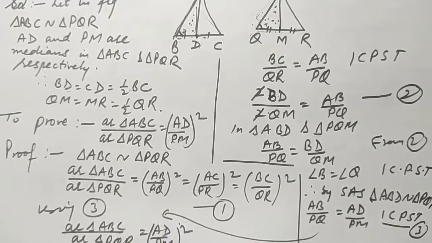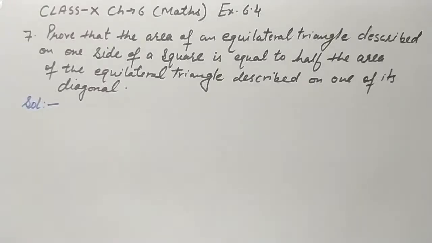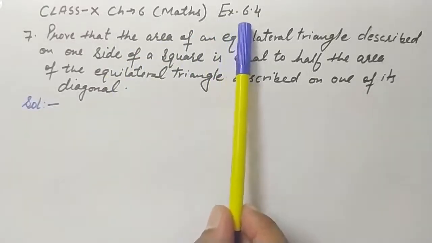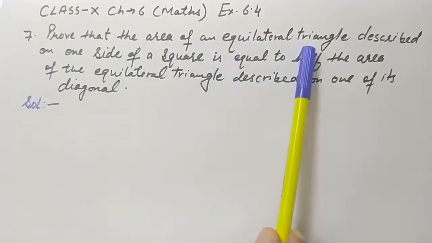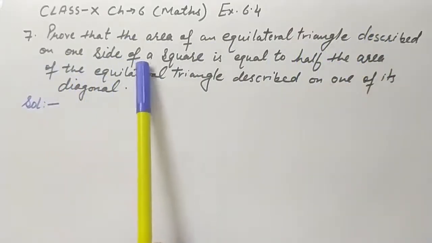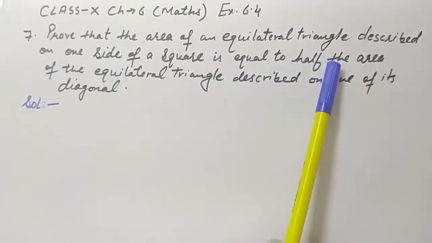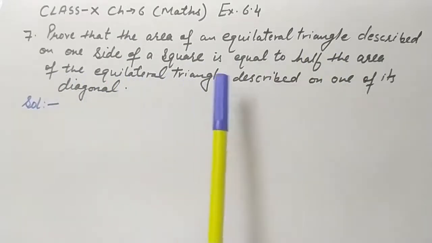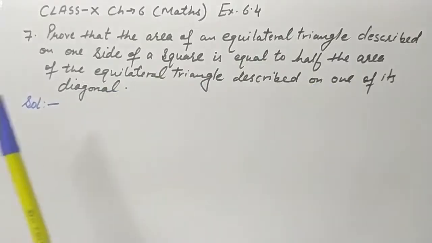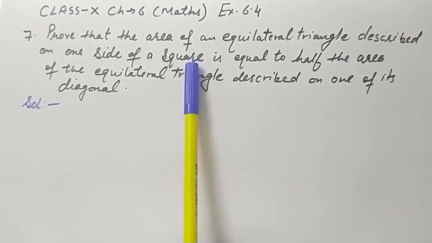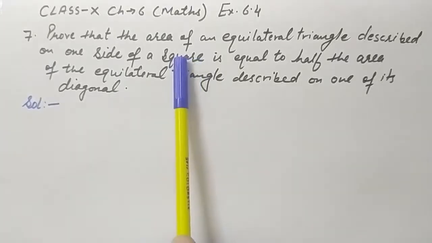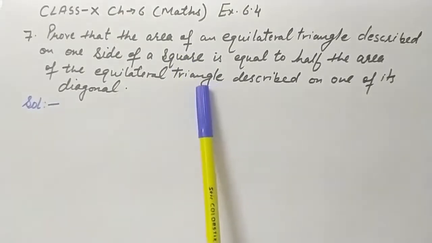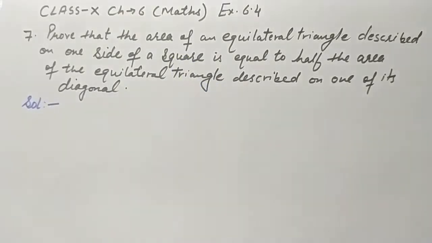Thanks for watching. Now do this question, taken from class 10, chapter 6, exercise 6.4, question 7. Prove that the area of an equilateral triangle described on one side of a square is equal to half the area of the equilateral triangle described on one of its diagonals. In this question, one square is given, and on the square there are two triangles, one on one of its sides and one on one of its diagonals. So let's draw the figure, then we'll understand the question.